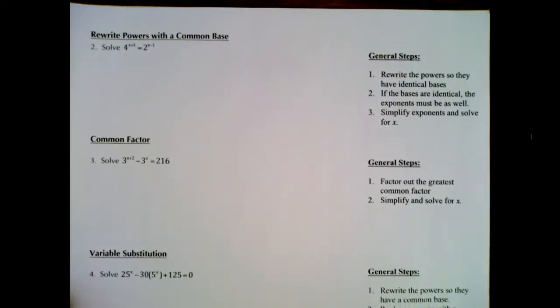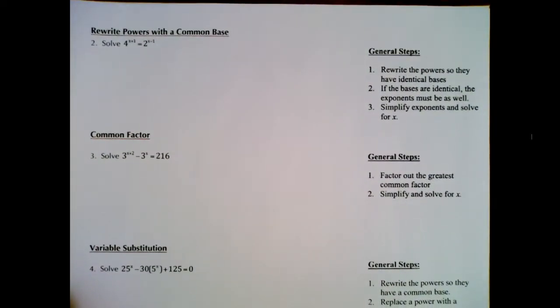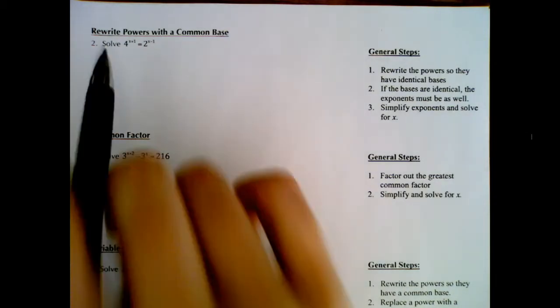And this is the strategy we're going to use most often in this course, and it's rewriting the powers with a common base. So 2 and 8 have something in common. They're both powers of 2. 8 is 2 to the power of 3, and 2 is 2 to the power of 1. You can change those numbers to be written as a common base of 2, just like 4 and 2.